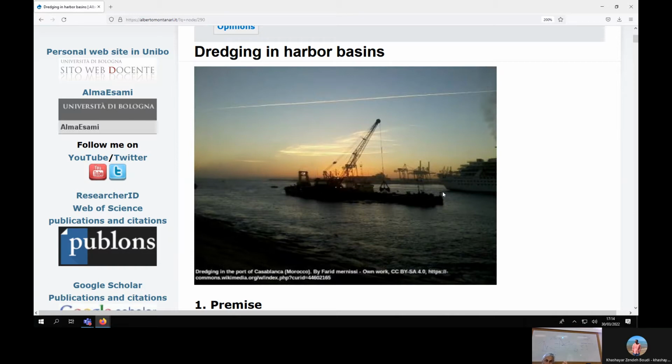So in a natural situation, if you have the river delivering sediments, then there is an equilibrium with the ocean, waves, currents, etc. It's a secular equilibrium that created the shape of the coastline, and therefore it is quite stable. But when you protect the harbor, then you perturbate this equilibrium, and there might be the need for dredging the harbor basin.